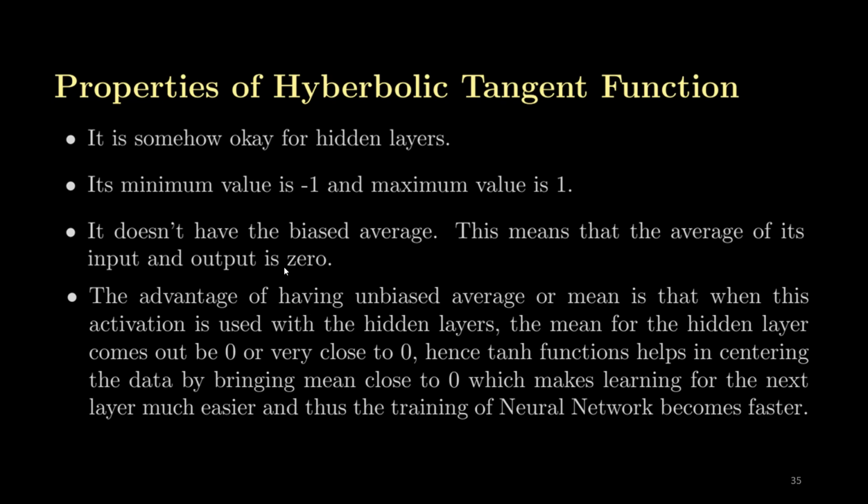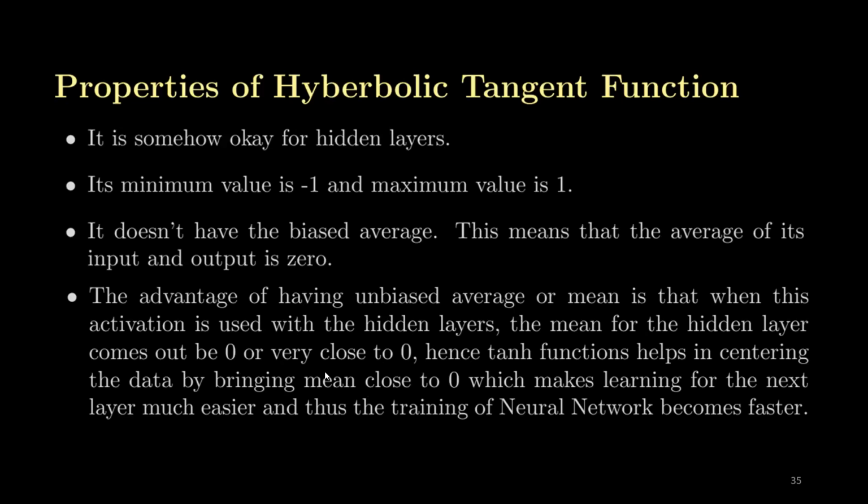So what is the advantage of the unbiased average? Here is the advantage. What happens when we use this activation function with the hidden layer? The mean of the hidden layer comes out to be 0 or very, very close to 0. Hence, the hyperbolic tangent function helps in centering the data by bringing the mean close to 0.